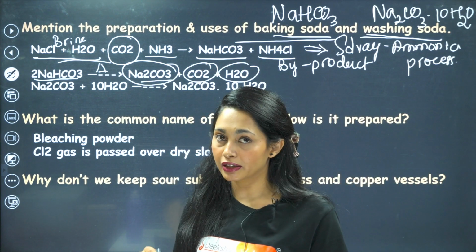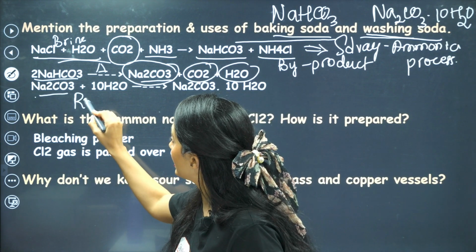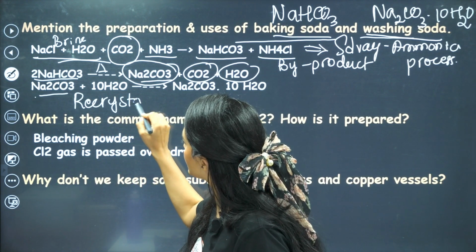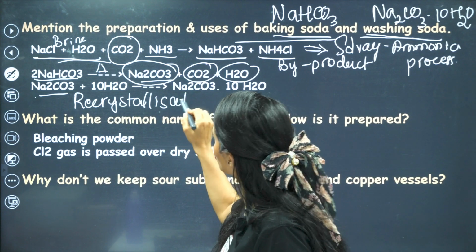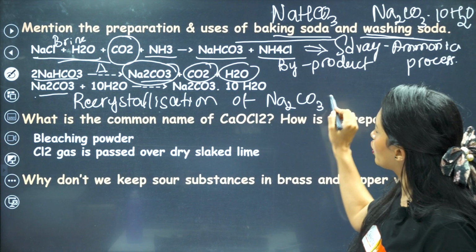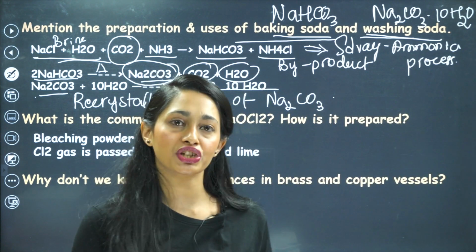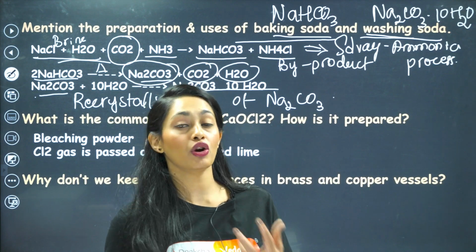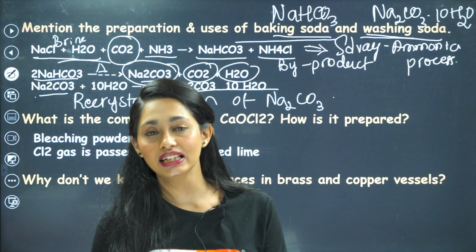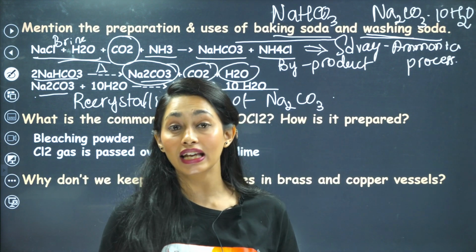This sodium carbonate is going to be recrystallized. Recrystallization of sodium carbonate with water leads to the formation of sodium carbonate decahydrate, which is nothing but washing soda. So what are the uses of washing soda? Washing soda can be used as a cleaning agent. It is used in shampoos. It is used in cleaning agents.